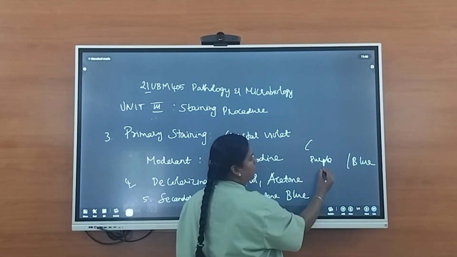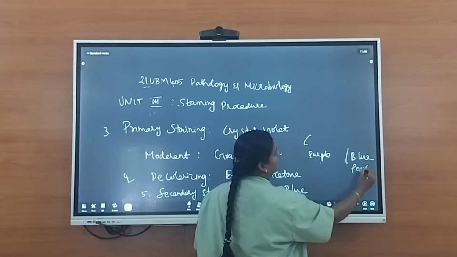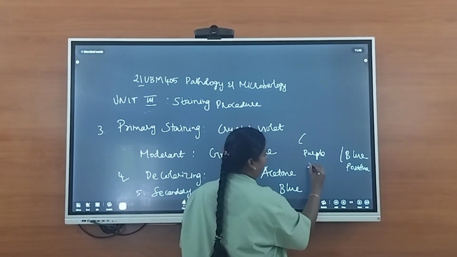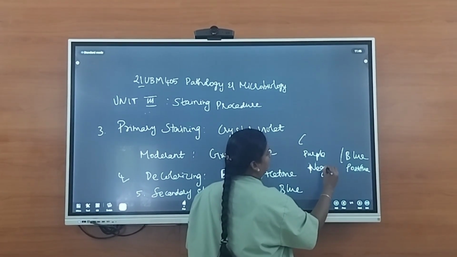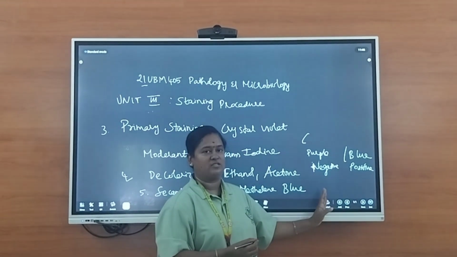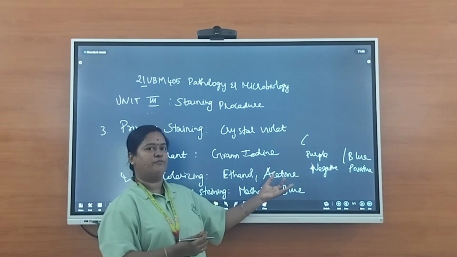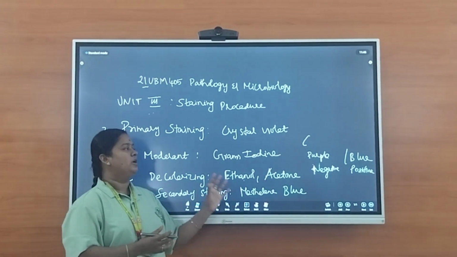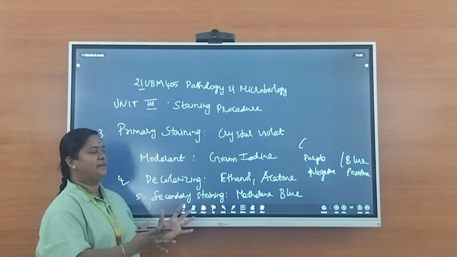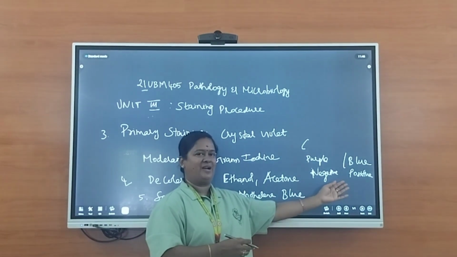Purple color means gram positive, and blue color means gram negative. It is not deciding that positive means harmful and negative means harmless, not like that. It is differentiating the gram positive kind of bacteria and the gram negative kind of bacteria. So in general, gram positive kind of bacteria is a little harmful.